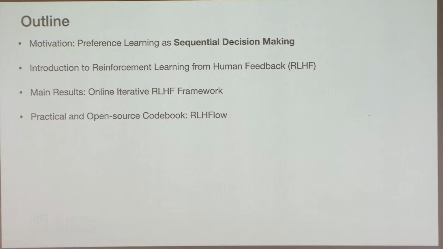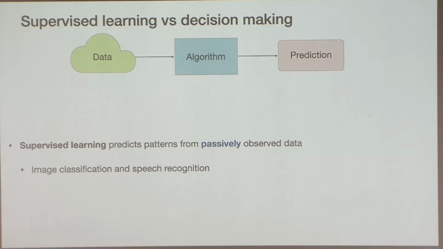We will start with our motivation, where we can study preference learning as sequential decision making. To establish the context, we will introduce the concept of RLHF. Then, in the next section, we'll present our main results, which is the online iterative RLHF framework. Finally, we will discuss how to implement our framework with the practical open-source codebase RLHFlow. Since the last speaker already introduced many of these concepts, it makes my life much easier. It's helpful to contrast supervised learning with decision making to illustrate the idea.